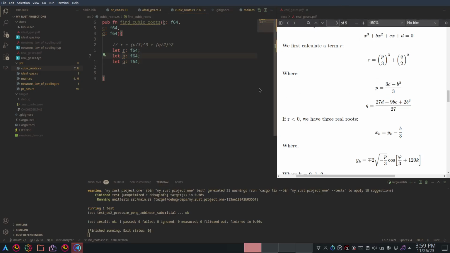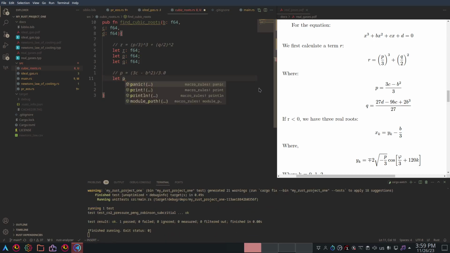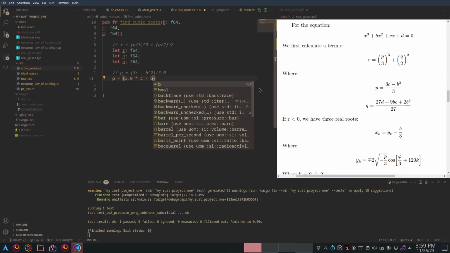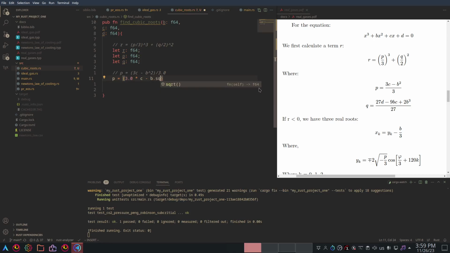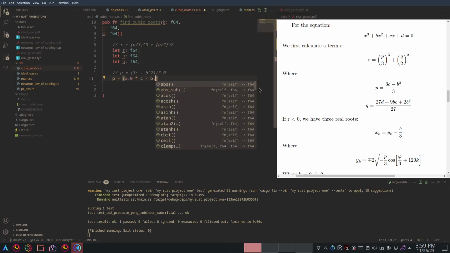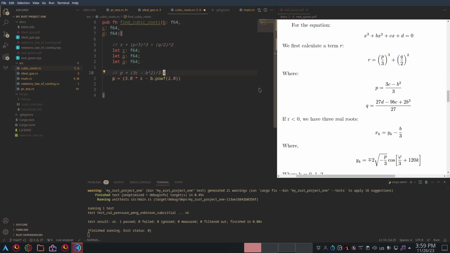So what is P? P is 3C minus B squared over 3. P equals 3C minus B squared divided by 3. So I'm just going to do that. P equals 3.0 times C minus B squared. Power F 2.0. When you're using floats, you can just raise it to the power of anything you want. That's not so bad. And then I'll divide by 3.0. That is my P.